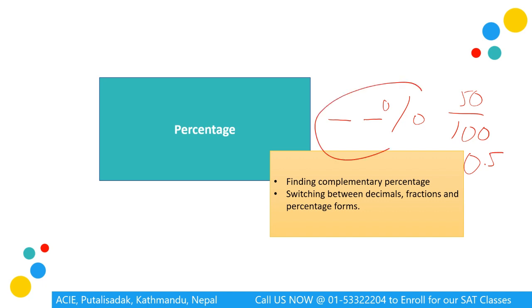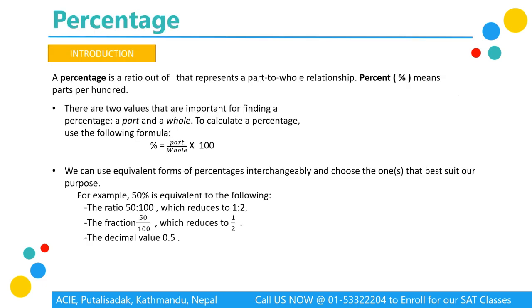So यो तिनवटा फर्ममा चाहिँ कुन बेला कस्तो युज गर्यो भने चाहिँ it will be more efficient. We'll learn that as well. So at the beginning, we have our introduction. The percentage is the ratio of something that represents a part to whole relationship. The percent means part from 100, right?